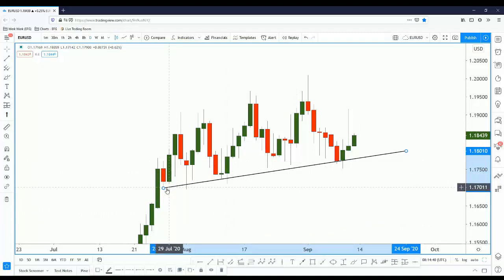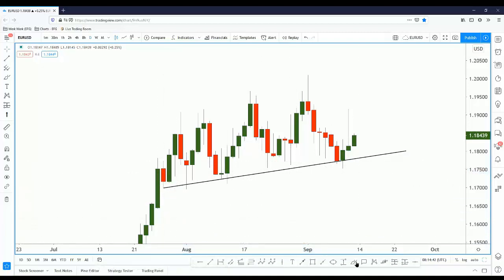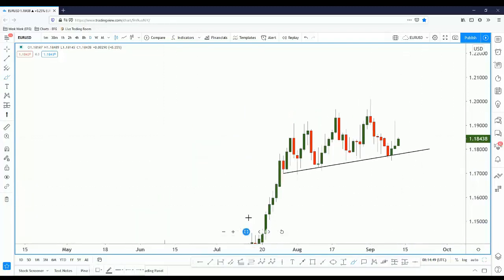So why I start drawing my trend line from here is really because that is where price first started the sideways movement. Previously, before that, price was in a strong uptrend, and then after this candle it started its sideways movement.